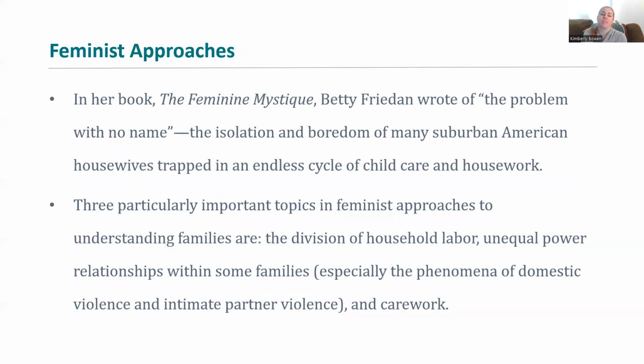Feminist approaches. So in The Feminine Mystique, Friedan wrote about the problem with no name, which is the isolation and boredom of many suburban American housewives trapped in an endless cycle of childcare and housework. She talked about this. This was a very important moment in the feminist movement. However, it was also one of the moments looking through a very privileged economic lens in our feminist movement as well.